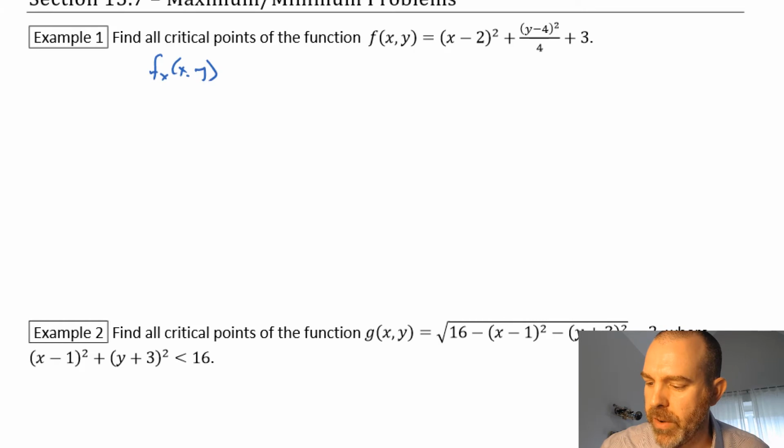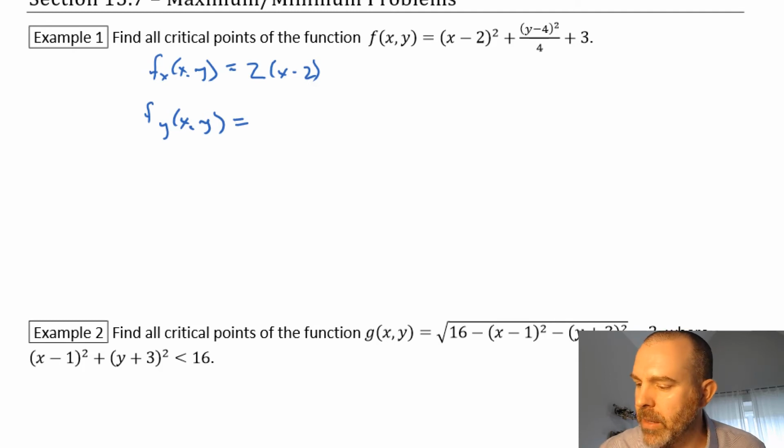Let's take the partial derivative with respect to x. That'll be 2 times x minus 2, and then everything else is 0. Similarly, for the partial derivative with respect to y, that will be 2/4, so 1/2, times y minus 4, everything else is 0.